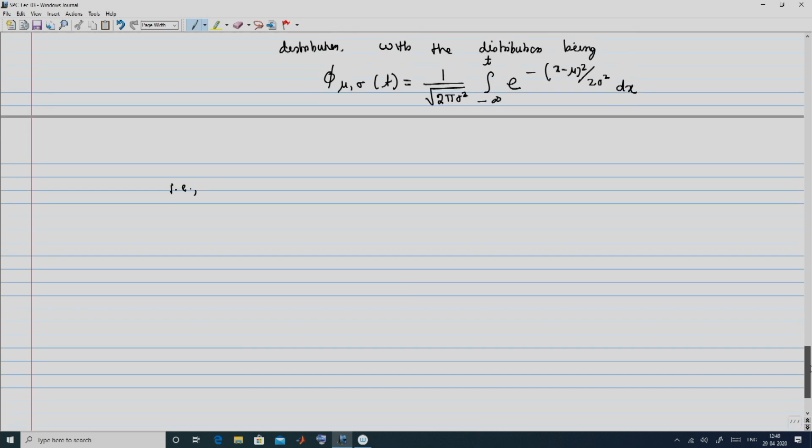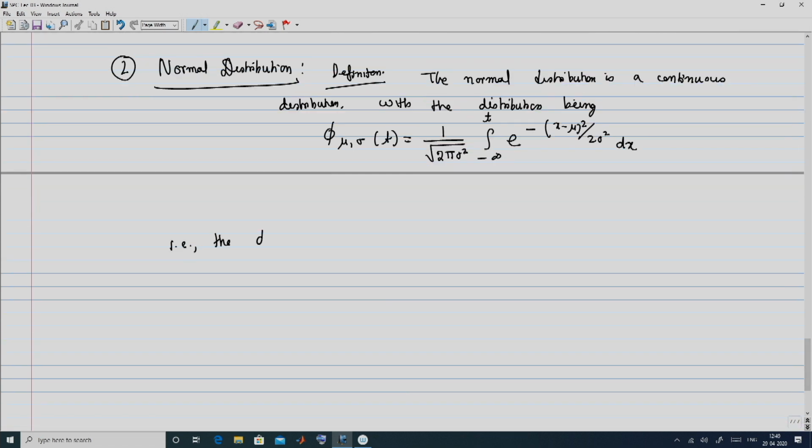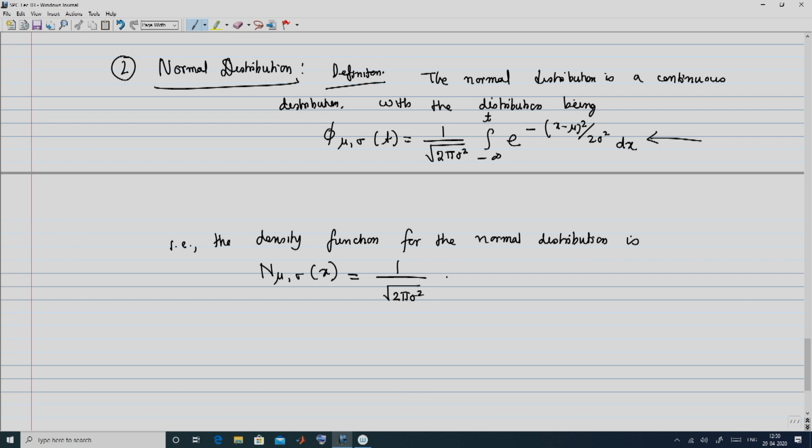From here we can conclude that the density function, or the probability density function, for the normal distribution, we will use capital N to denote it, is N mu sigma of x. As you can see from the expression for the distribution, this is going to be 1 over square root of twice pi sigma square into e raised to minus x minus mu whole square over twice sigma square.